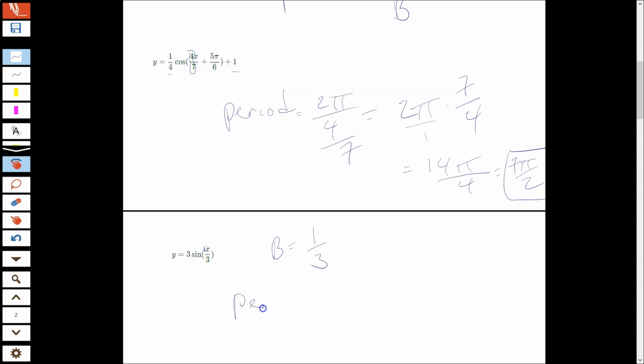Okay, so my period is going to be the same as before: 2 pi over 1 over 3, and I'm dividing by a fraction, so I'm going to multiply by the reciprocal, equals 2 pi over 1 times 3 over 1, and then we get, obviously, 6 pi is the period here. So dividing this x by 3 actually stretches out that graph 3 times longer, because 6 pi is 3 times 2 pi. So I think you'll have an easy time with these. That's all there is to it.